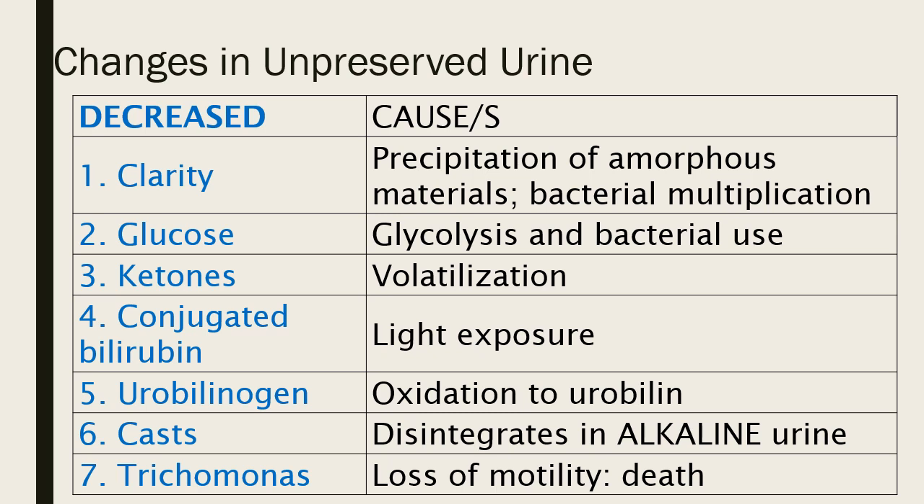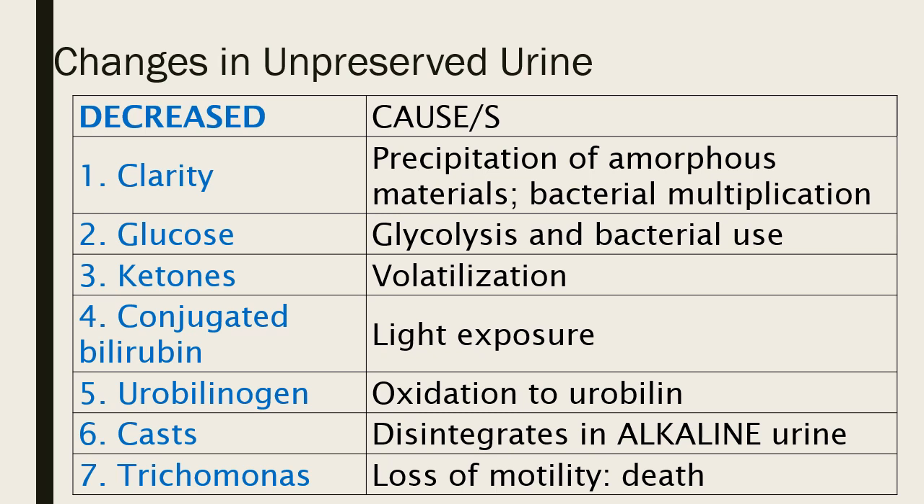Okay, let's take a look at the decreased analytes. You have here decreased clarity, as normal urine is somewhat clear. The decrease in clarity is caused by bacterial growth and precipitation of amorphous material, your amorphous phosphates and your amorphous urates. And of course you have your bacterial multiplication with this one.